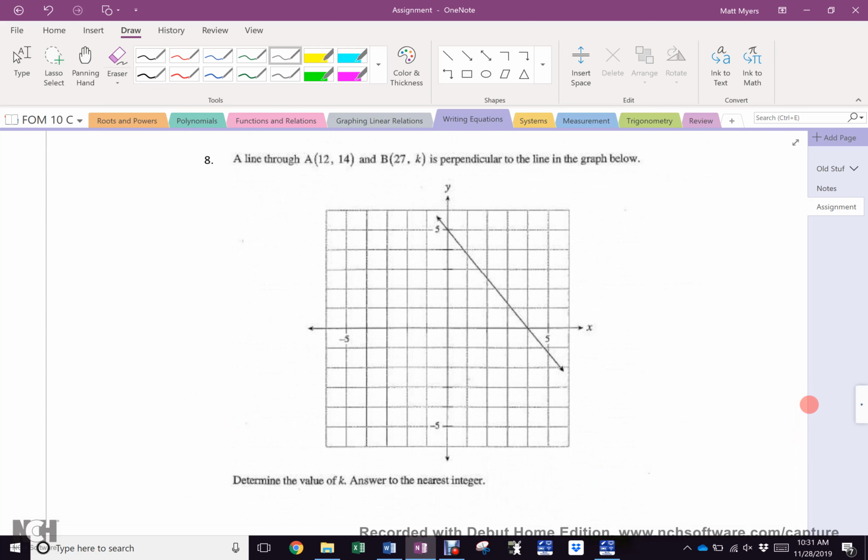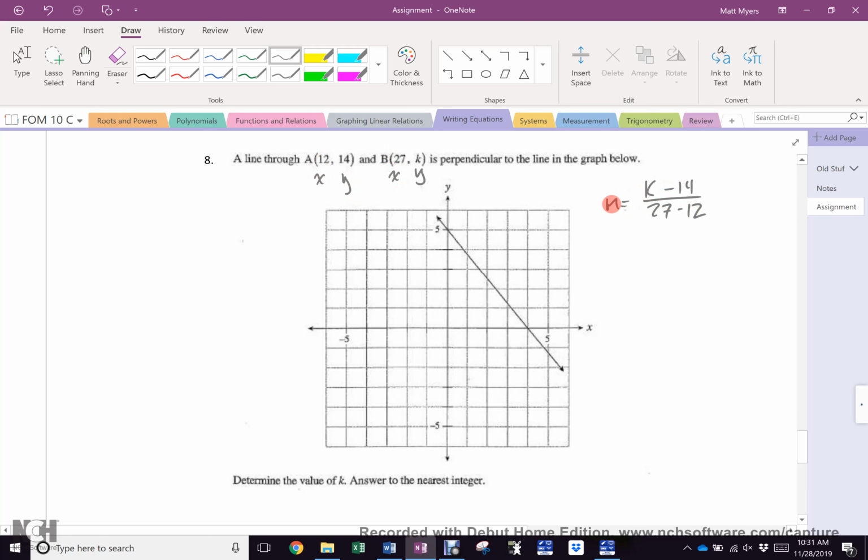Number 8. I need the value of k. What is k? An x or a y? It is a y. What is that? An x or a y? That's another y. What is that? That is an x. What is that? That is an x. What uses 2 x's and 2 y's? Slope. m equals k minus 14 over 27 minus 12. But I don't know the slope.